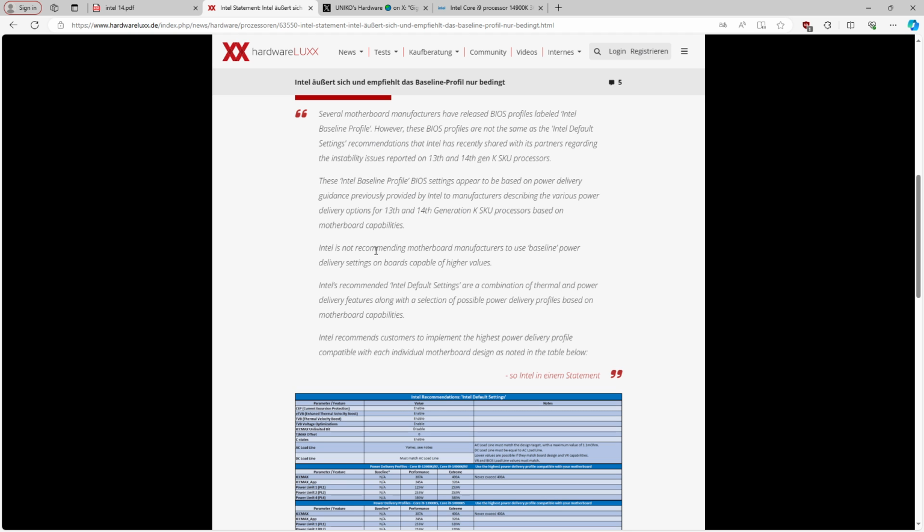So anyway, Intel is not recommending motherboard manufacturers use the baseline power delivery settings on boards capable of higher values. Intel, please just make a frickin' spec instead of constantly making recommendations.